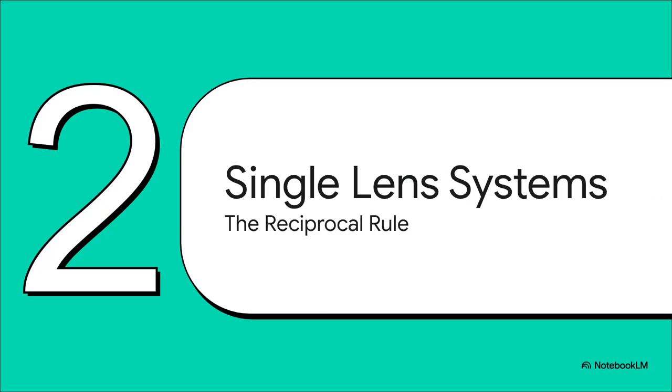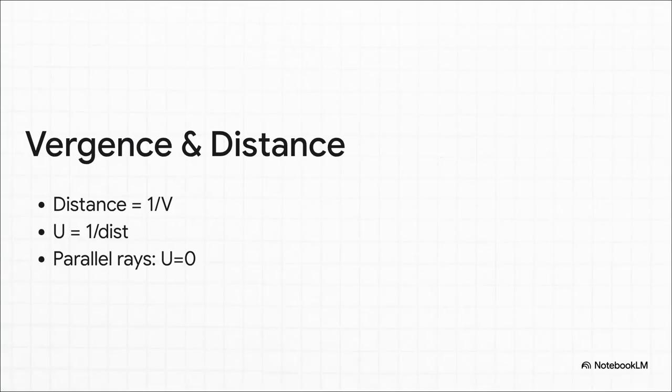Moving right along to Section 2. Now, what's really interesting here is how we translate those abstract diopters back into real-world physical space. You know, the actual distances you'll be measuring in the exam room. To move between Vergence and distance, you simply take the reciprocal. It's that easy. The distance of the final image is 1 divided by V. The Vergence of incoming light, our U, is 1 divided by the distance from its source.